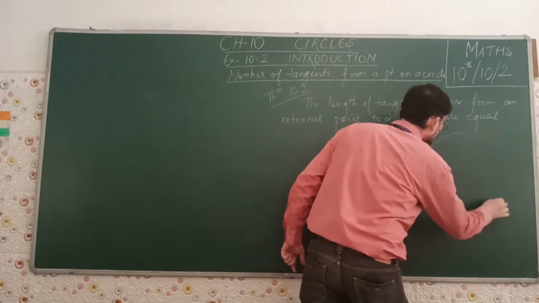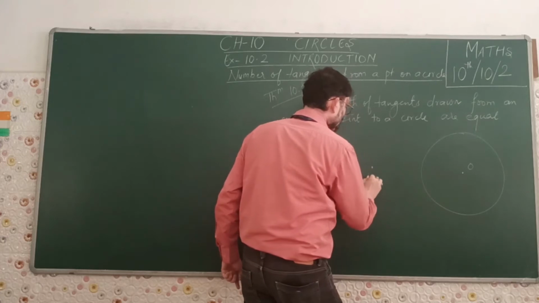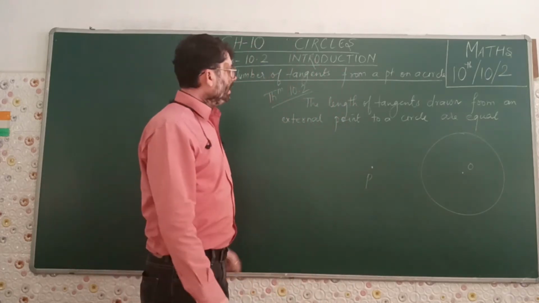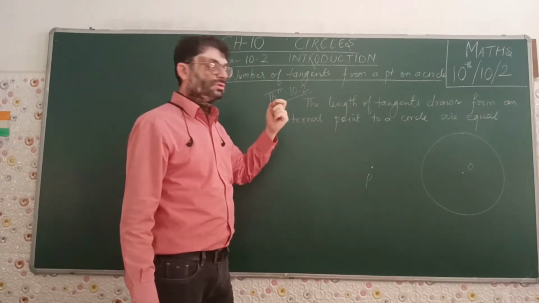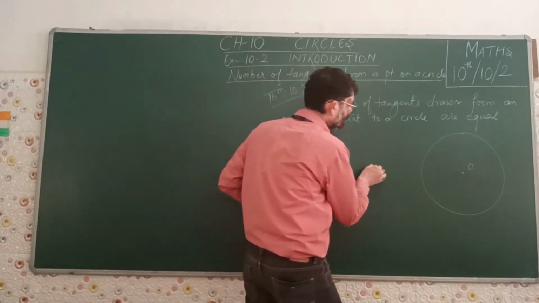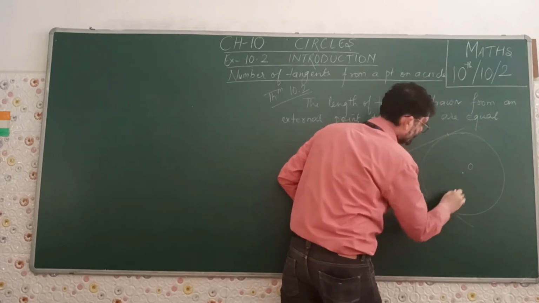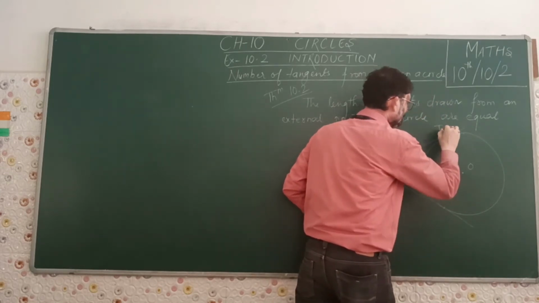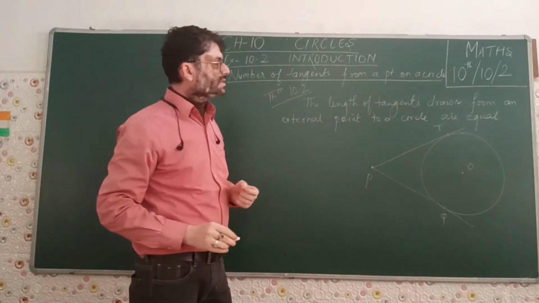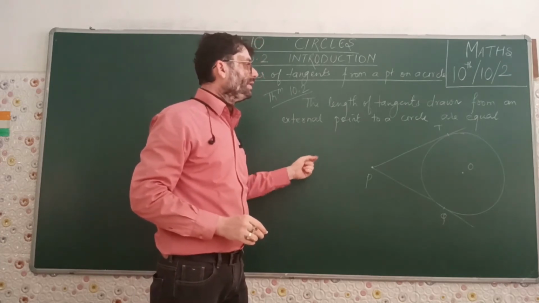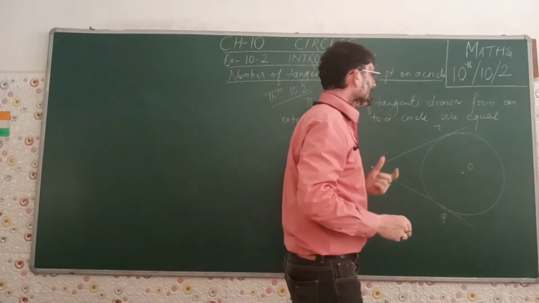So we are given a circle with center O, and we are given an external point. So the external point is P. The length of the tangents drawn from an external point to a circle are equal. So we have two tangents. So let us draw the two tangents. This is one. This is the second tangent. Say P and Q. These are the two points of contact of the tangents from an external point P to the circle with center O. And we need to prove that the length of the tangents are equal.